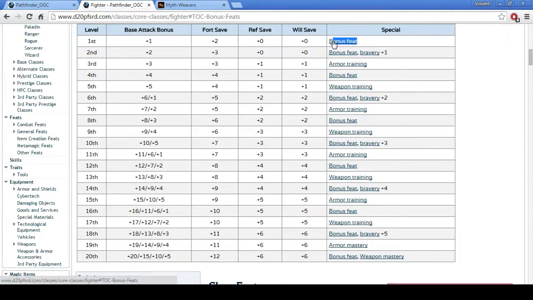Like at first level, you get a bonus feat, and at 2nd level, you get another bonus feat. So you're going to have 2 bonus feats from your fighter levels at 2nd level. And you're going to get bravery +1, and that eventually becomes bravery +2.